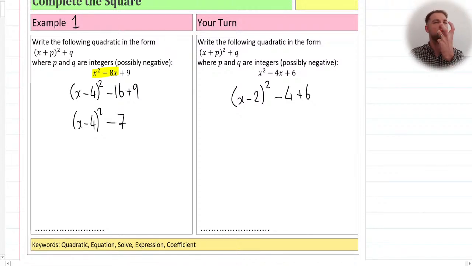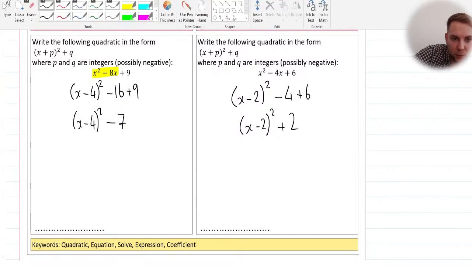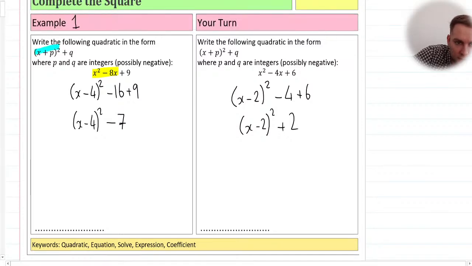Now remember, minus 2 squared is positive 4, and I'm subtracting that. You always subtract the square inside the bracket. So this is going to be x minus 2 all squared, minus 4 plus 6 is positive 2. Now it might be worth actually writing here, and I probably should have done this in the first one as well, literally say what Q and P are.